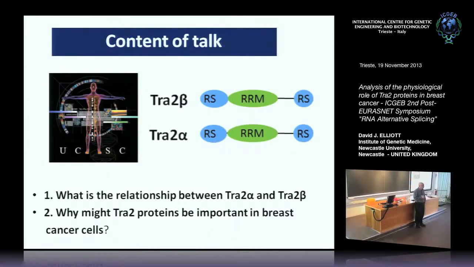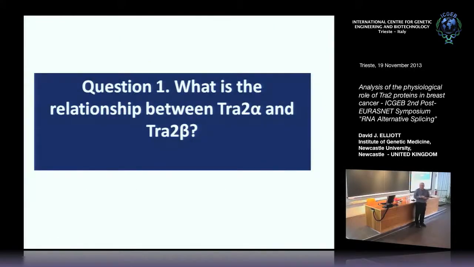So the content of my talk, I'm going to be talking to you about human Tra2 proteins. So this is the icon of humans from the UCSC genome browser. And absolutely essential, we found, to understanding what these proteins are doing in breast cancer cells was finding out the relationship between Tra2 alpha and Tra2 beta. So once we'd discovered that, we were able to actually work out exactly what they're doing. So the first thing I'm going to tell you about is what's the relationship between Tra2 alpha and Tra2 beta? So that's my first question I'll try and answer.